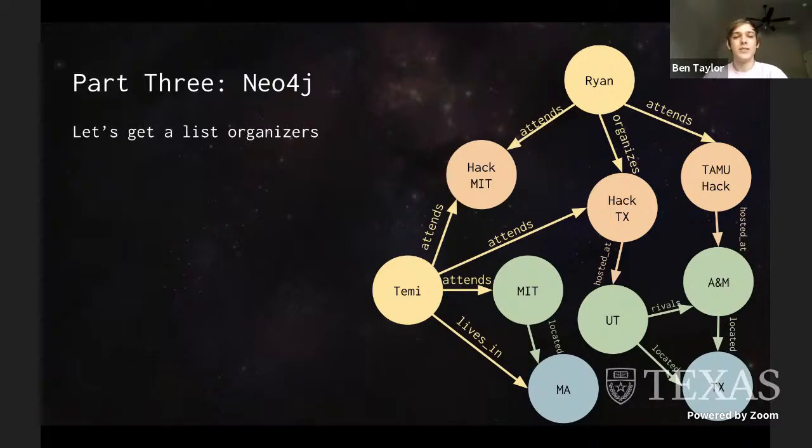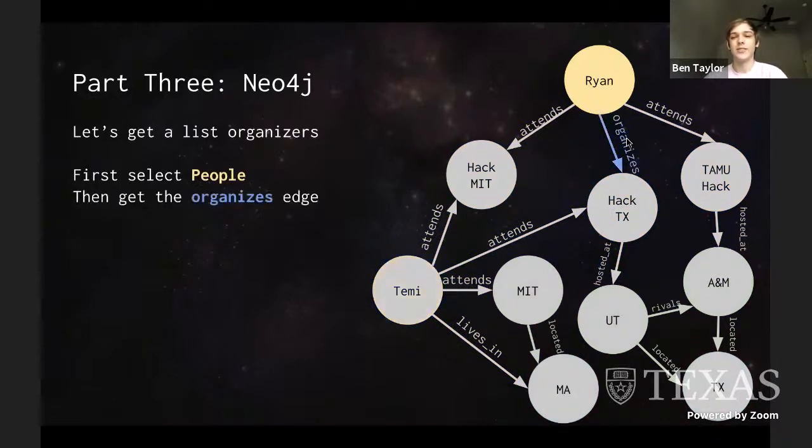So in Neo4j, if we wanted to list all of the organizers, I'll just walk through it in English first. We'd start by selecting people. And then you'd get all of the people that have an organizes edge. So this is a relationship. Ryan's going to organize something. We don't really know what yet. We say organizes an event, and I'll get that next node. So we would know that Ryan is a person who is an organizer.